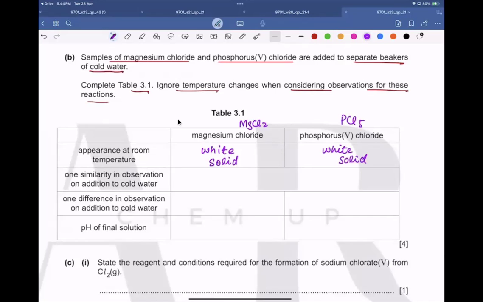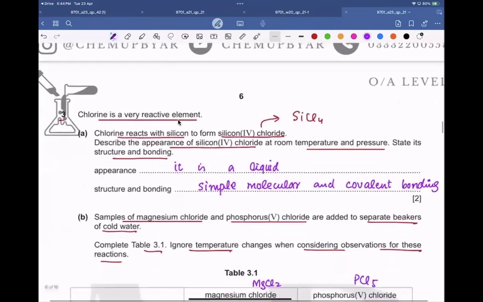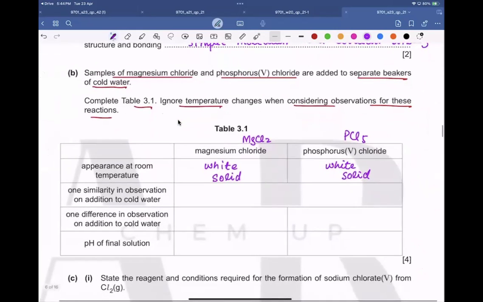One similarity in observation on cold water: when both dissolve, that's what you have to remember. Because the covalent compounds, the simple molecular ones, some are solids, some are gases. Very few are solids, simple molecules, the covalent ones. Most of them are liquids and most of them are gases. So you have to remember this thing: which ionic and covalent compounds are solids, which are liquids, and which are gases. That everyone has to remember.